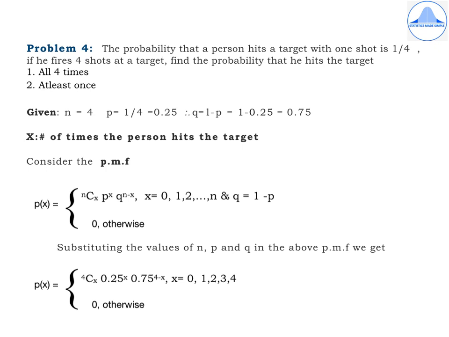Consider the PMF. P of X equal to, open the flower bracket, nCx p to the power x, q to the power n minus x, where x takes the values 0, 1, 2 up to n, and q is equal to 1 minus p, 0 otherwise. Now in this PMF, substitute the values of n, p and q, and hence we get p of x equal to 4Cx, 0.25 to the power x, 0.75 to the power 4 minus x, and x takes the values 0, 1, 2, 3, 4, 0 otherwise.